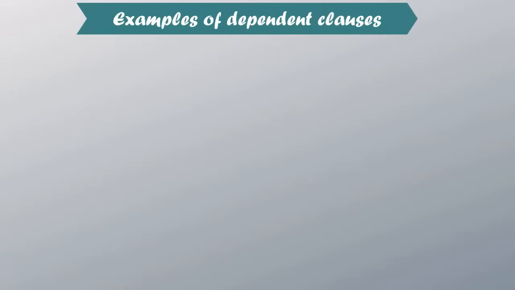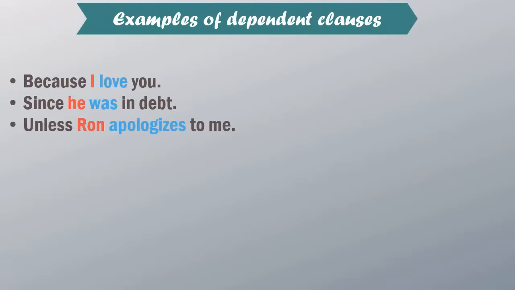Now let me show you some examples of dependent clauses. Because I love you. Because I love you. When I say that, you ask me questions, so what? There's something that you're not saying, Ashish, what is that? Something is missing, right? It does not give a complete idea. There is something that's not there. Because is a subordinating conjunction. As I told you, a dependent clause starts with a subordinating conjunction.